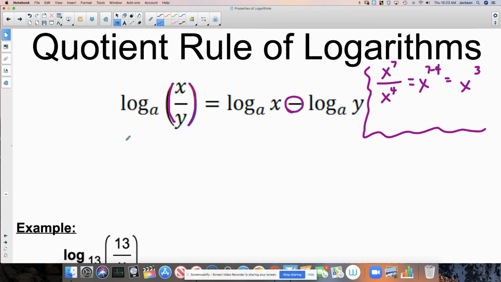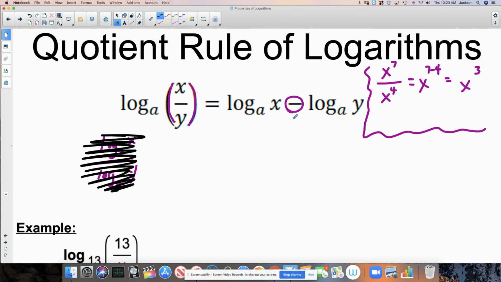It is not, let's be clear, it's not this. It's not the quotient of two logs. It is one log of a fraction. So a lot of times people will misconstrue this. We're not talking about if two logs are being divided. We're talking about one log that has a fraction on the inside, and that can be expanded into a difference. So be very careful with that.